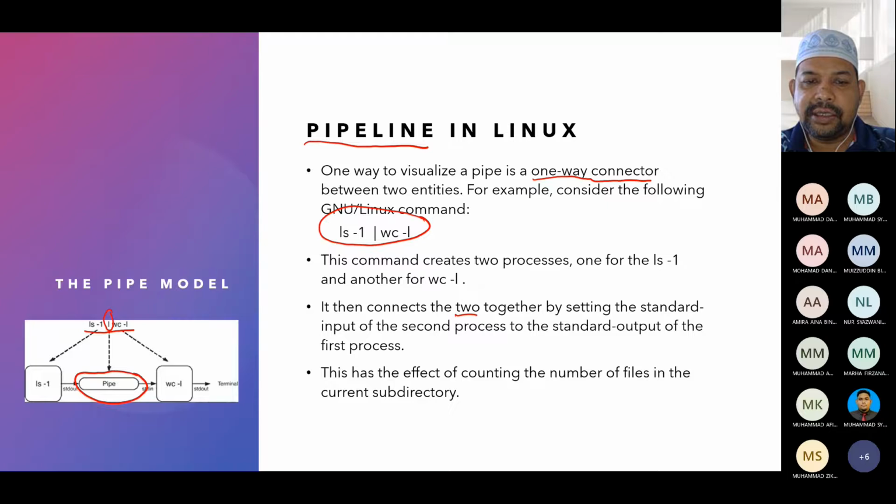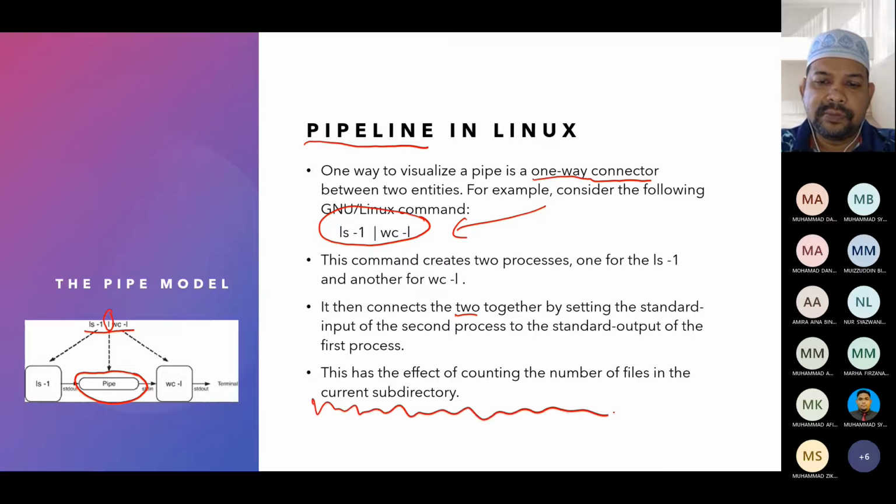Okay, by setting the standard input of the second process to the standard output of the first process. This has the effect of counting the number of files in the current subdirectory. Apa command ni buat adalah untuk ini. Okay.